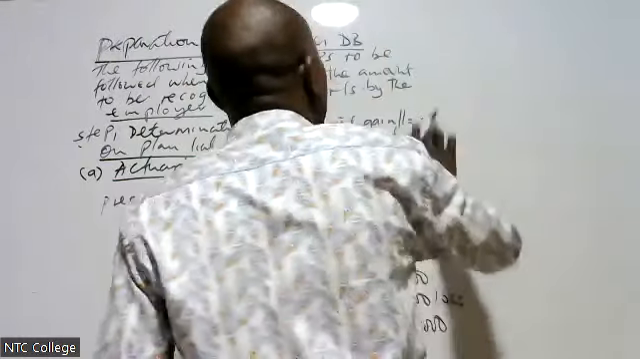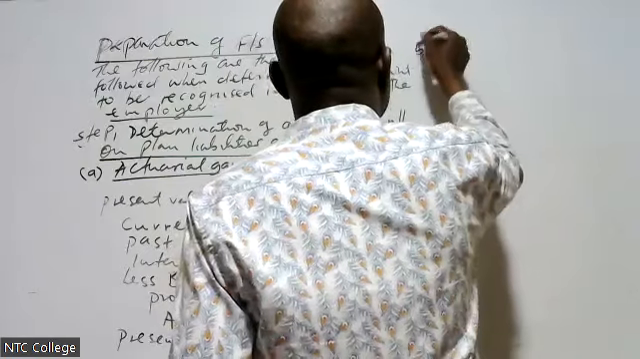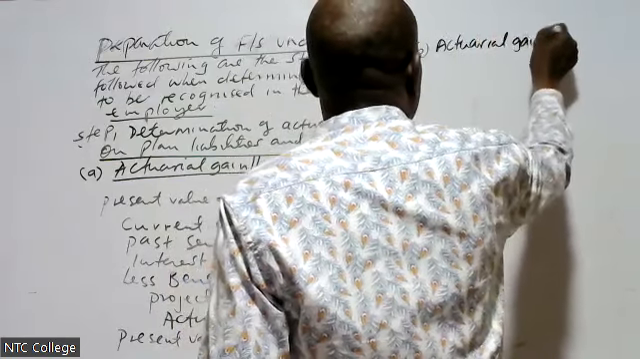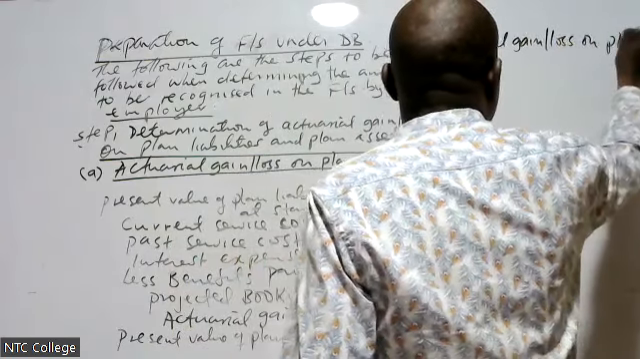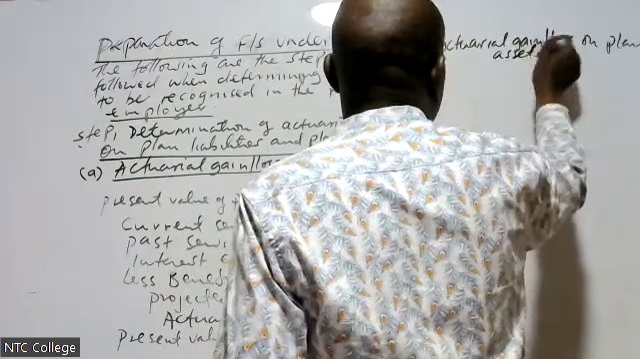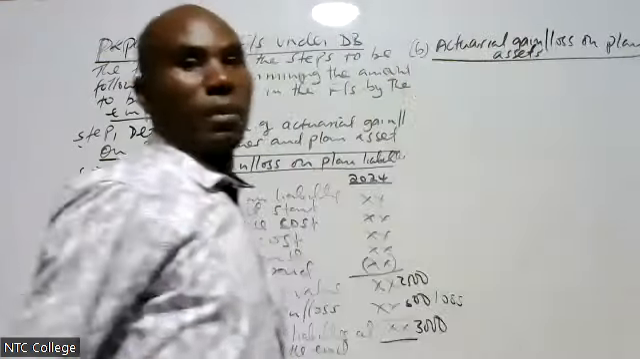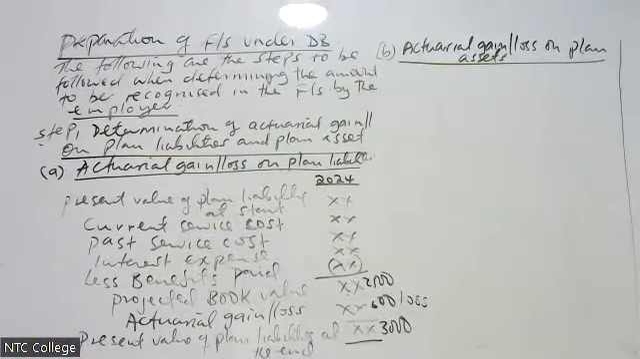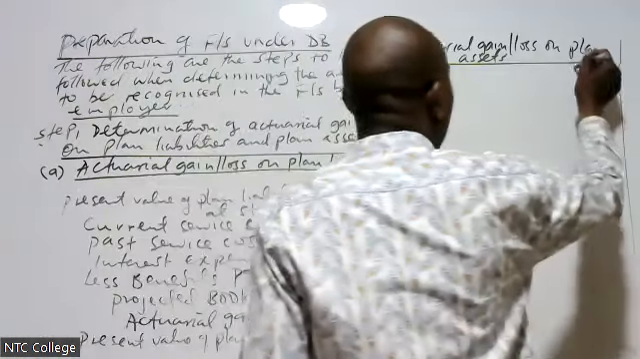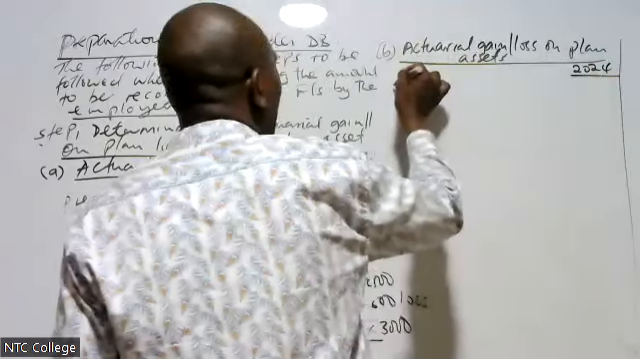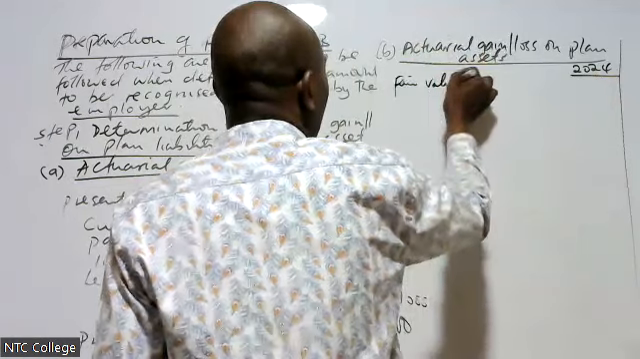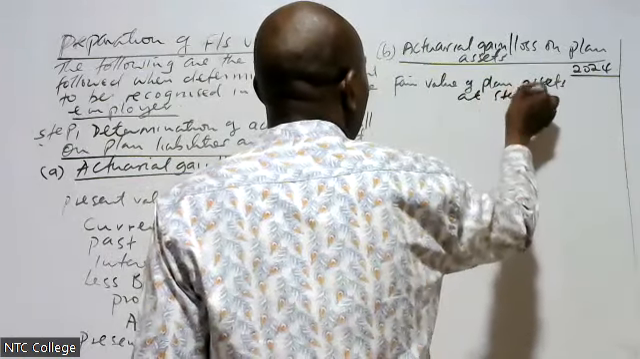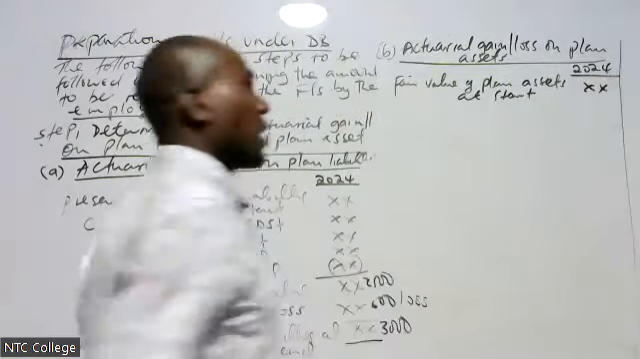Now, let me come to the second item, number B. Number B is actual gain or loss on plan assets. Here we are still in year 2024. I'm going to take my fair value of plan assets at the start of the year.